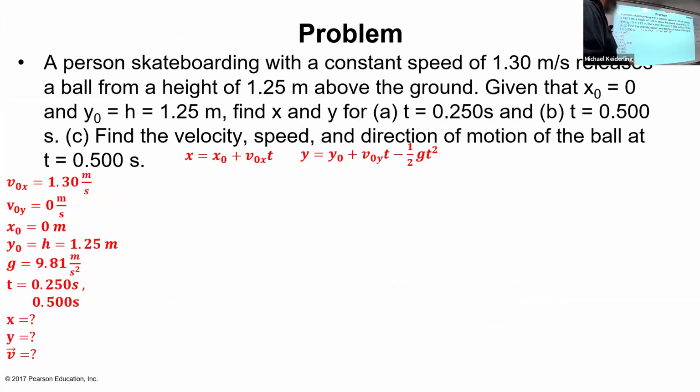So that will go away. We also know that our x naught is 0, so that will also go away. So y will simplify to y naught minus 1/2 gt squared.